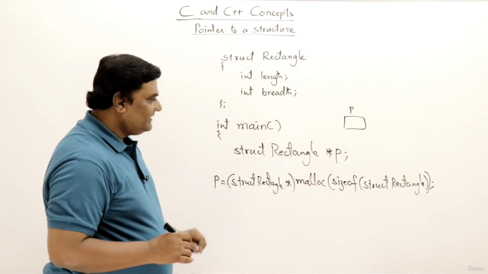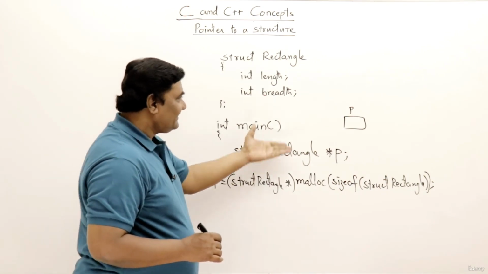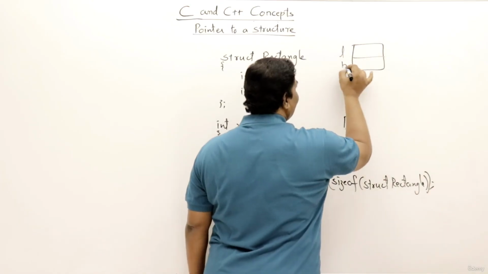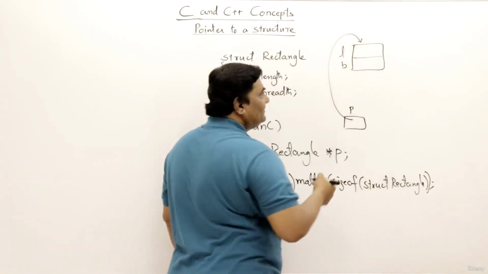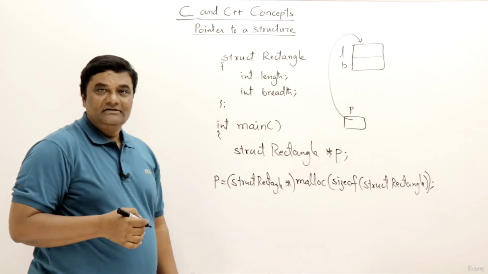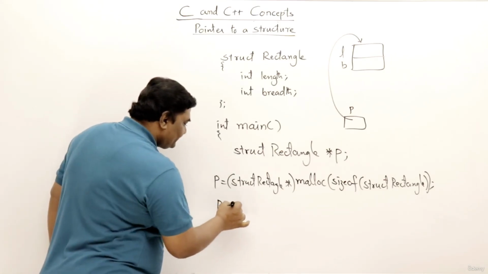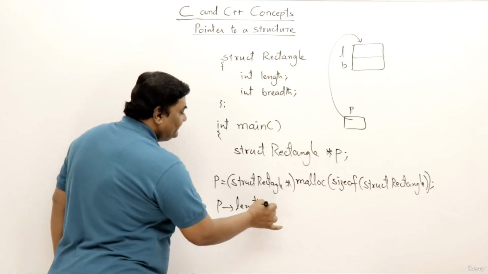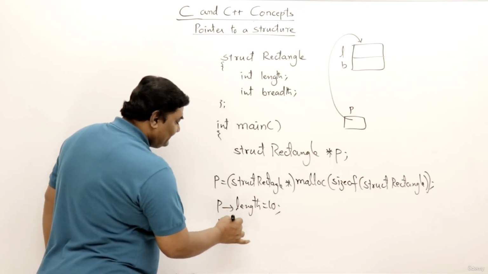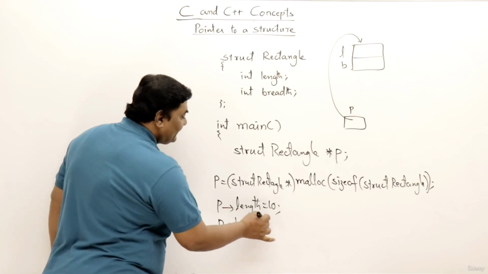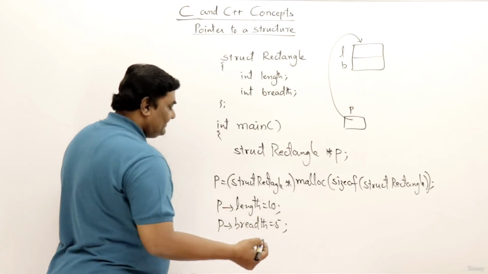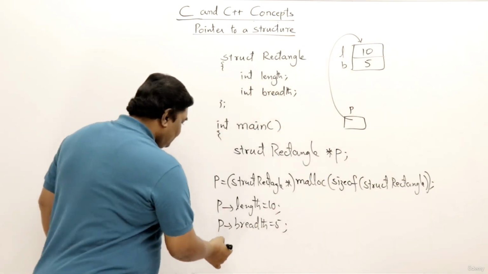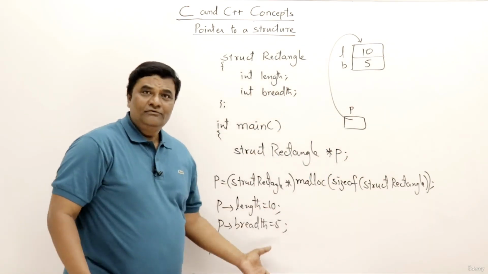This is how we can allocate an object of type rectangle in heap. So this will be created in heap and it will have length and breadth, and the pointer will be pointing on that. This is the method. Then I want to access the member, so I can use the arrow operator. So p arrow length assign value 10 and p arrow breadth assign value 5. So this is how I can assign length and breadth. So this will be 10 and this will be 5. That's all.